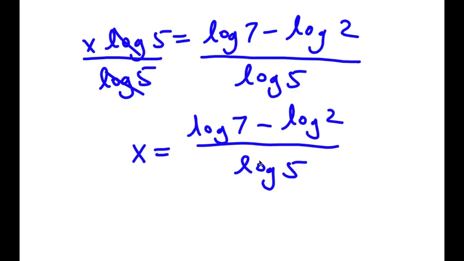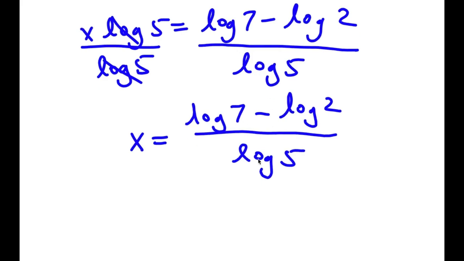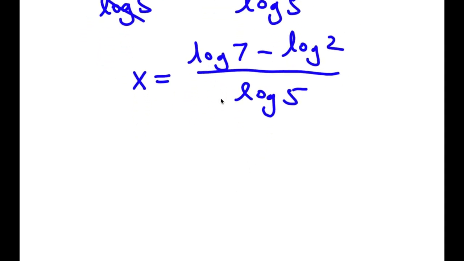Now, to actually continue with this problem, I have to use a calculator to find the values of log 7, log 2, and log 5. So now if I plug these values into my calculator, I get log 7 is approximately equal to 0.8451.